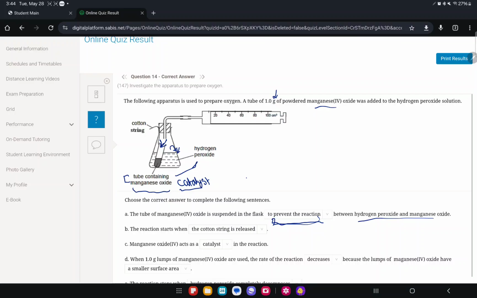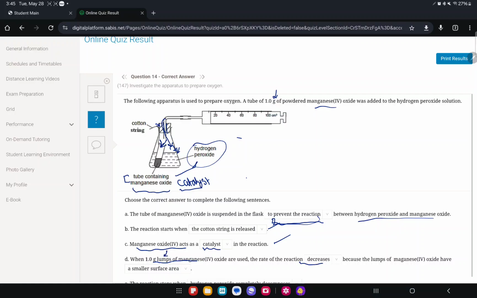So when does the reaction start? It reacts when this cotton string over here is released, when you open up the tube, because it allows oxygen, or air, to flow in to react with the hydrogen peroxide. So when the cotton string is released, manganese oxide in this case acts as a catalyst. When 1 gram of manganese oxide is used, the rate of the reaction increases.